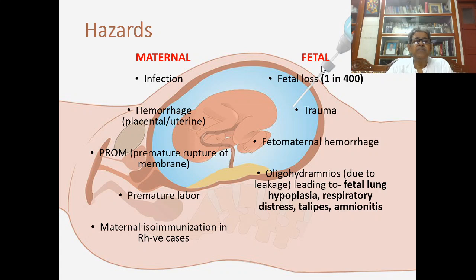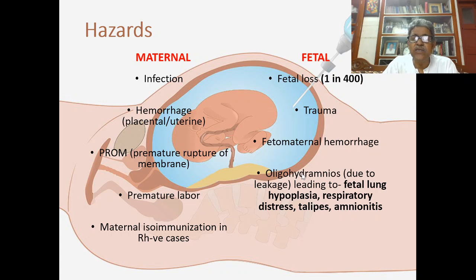Now the fetal hazards. What are the fetal hazards? Number one, fetal loss. Sometimes abortion may occur. Commonly, the chance of fetal loss is very rare if the expert is very skillful. But it has been statistically shown that in about 400 cases, one may be aborted. Another hazard, trauma. Another hazard, feto-maternal hemorrhage, as I explained.